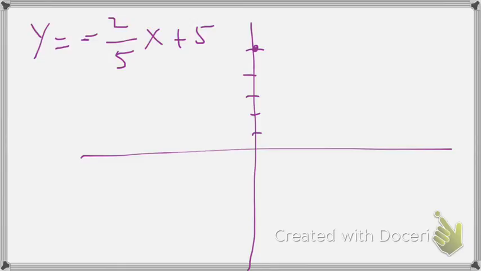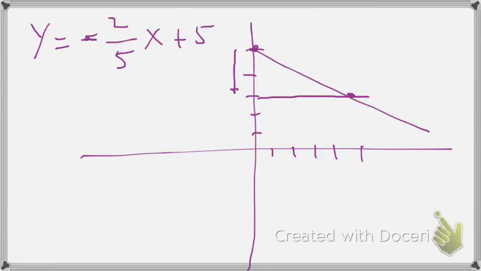The slope is negative 2 over 5. So 2 units down, and then 5 units to the right: 1, 2, 3, 4, 5 units. So the point should lie here more or less, and then you can draw the line. You have 2 points. That's all you need. 2 points there, that's the line of your graph.